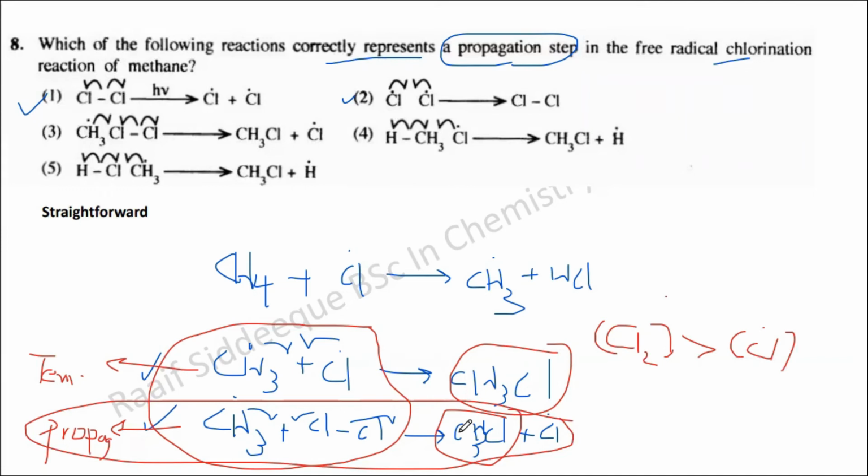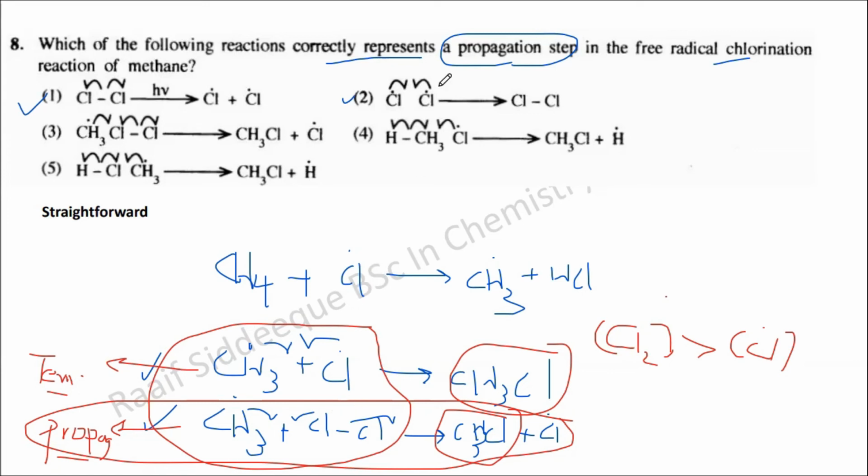But don't forget, this CH3Cl, the first product, can be formed either by the propagation step or the termination step. The only difference is that this would be the prominent, dominant and abundant product, because Cl2 is more often present in the mixture than Cl radical to collide with the CH3 radical.